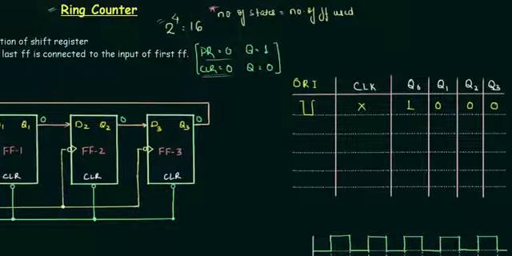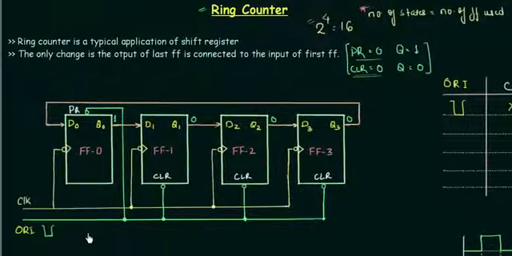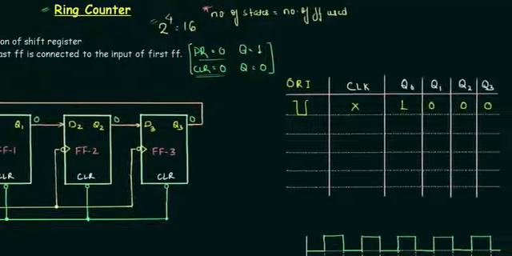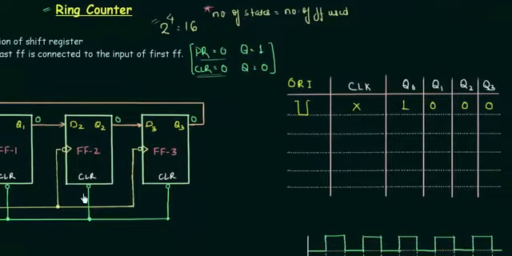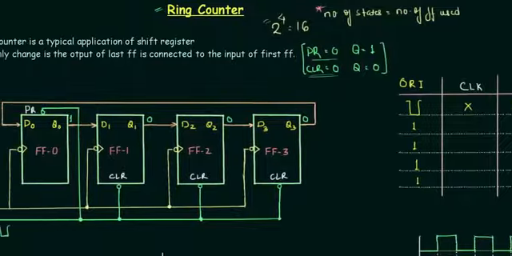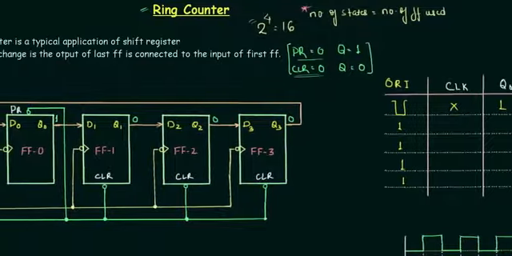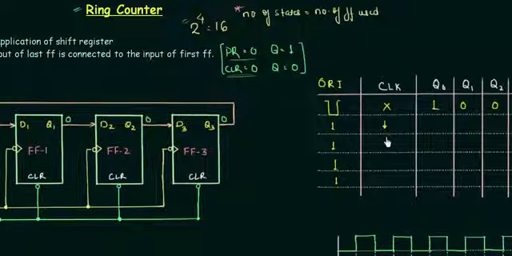Now for the rest of the operation in this circuit, we will make this ORI high. This ORI will be high for the next operation, so that this clear and preset will not affect the output. So I will make it high. The 1 represents it is high throughout the operation, and now we will move to the clock. As you can see, all these 4 flip-flops are negative edge triggered. So there will be a change in the D flip-flop whenever we have a falling edge. So let's see what we have for the first falling edge.